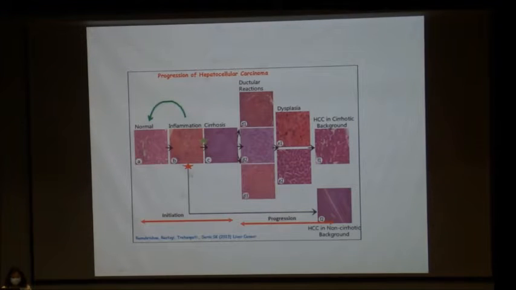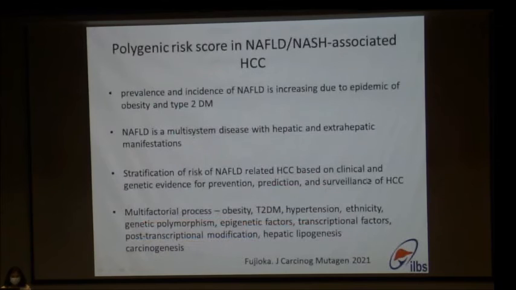This is from our institute work. So it shows the progression of HCC from a normal liver to inflammation and cirrhosis. There are dysplastic changes, and then HCC develops in a cirrhotic background. So this concept is coming up of polygenic risk score in NAFLD, NASH associated HCC.